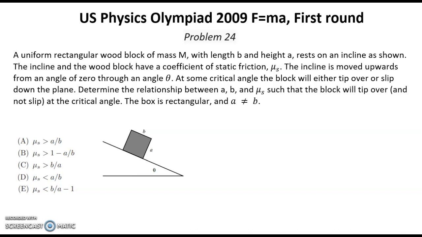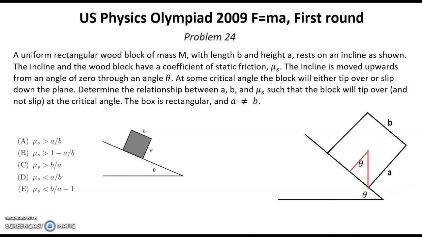Determine the relationship between a, b and mu s such that the block will tip over and not slip at the critical angle. The box is rectangular and a is not equal to b. Solution. Let's draw the picture for a critical position, when the angle is critical and the block has not yet tipped over but is almost ready.